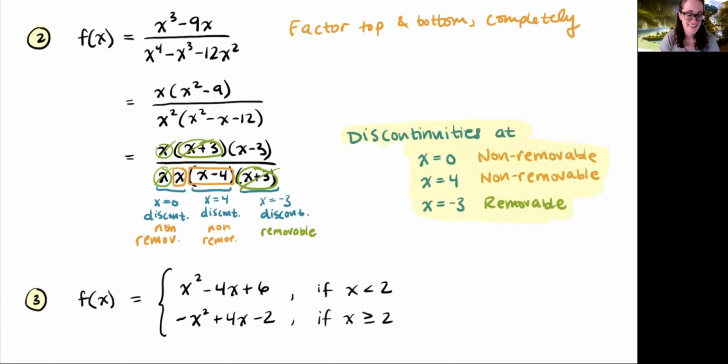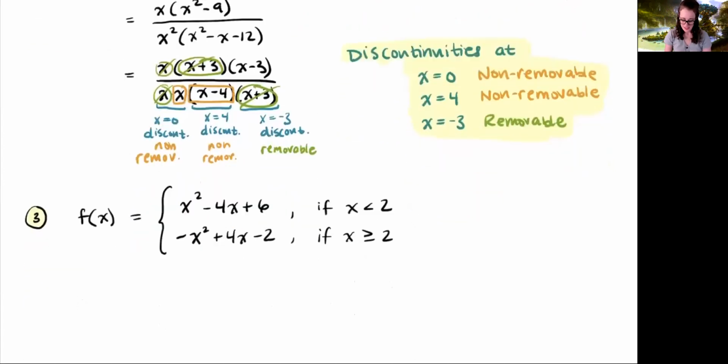So yeah, the idea with rational functions is just to divide both top and bottom, see if there's common factors across the division, across the fraction bar. If so, it's removable. If not, then it's not. That's the idea with that.